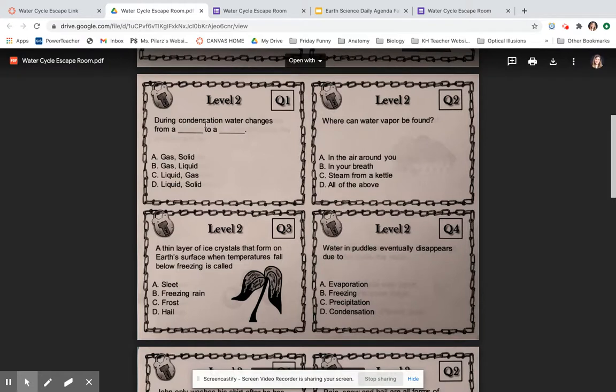During condensation, water changes from a blank to blank. Okay, so it looks like states of matter. Condensation, that's like dew on the grass or on the windshield of your car. So it is going from water vapor or a gas down into, it condenses into a liquid. So that would be B. So level 2, question 1 is B.